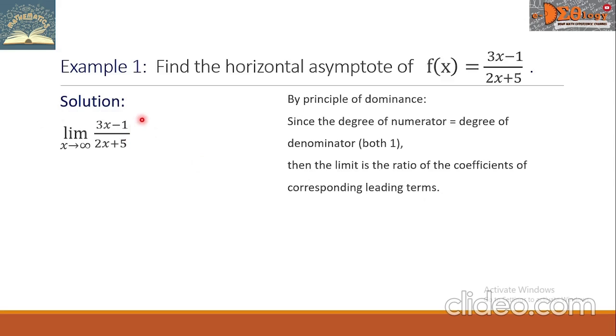In the numerator, the leading term is 3x, so the coefficient is 3. In the denominator, the leading term is 2x, so the coefficient is 2. Thus, 3 over 2 is the limit. Then, the horizontal asymptote is y equals 3 over 2.